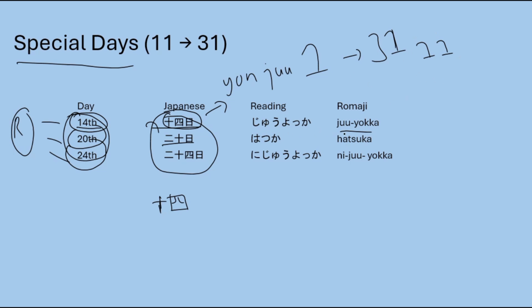Okay. The first is 14, which is Juyokka. The second is Hatsuka, 20. And the 24th is Nijuyokka. It is almost the same as Niju, which is 20, with Yokka. Niju Yokka. Except if we were going to say 24 following the rule, we would say Niju Yon Nichi. But we don't follow the rules, so we say Niju Yokka, Hatsuka and Ju Yokka.